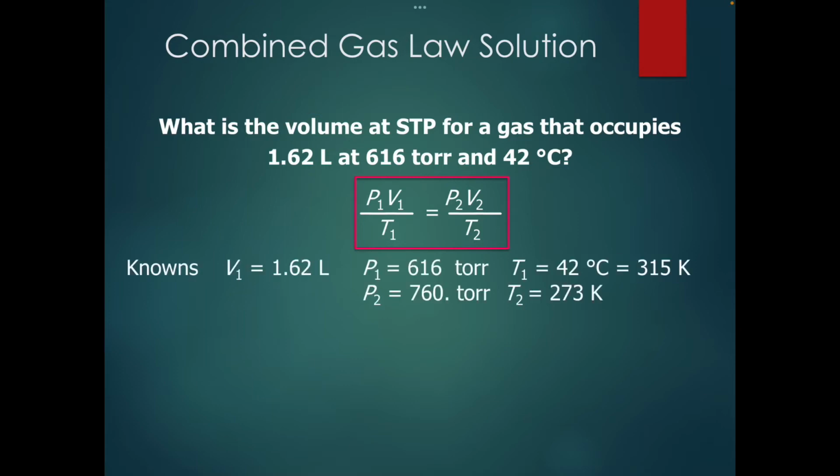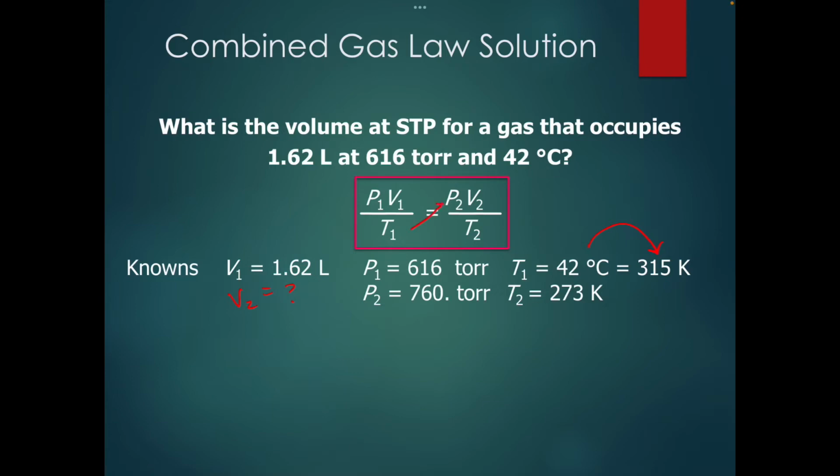Alrighty, let's go through this. The first thing we do is always lay out our variables. So we have our initial volume, our pressure, and our temperature, which we need to convert to Kelvin. And then our second set of conditions, we're solving for our volume, and we have our pressure and our temperature. Next, we'll go ahead and rearrange this equation.